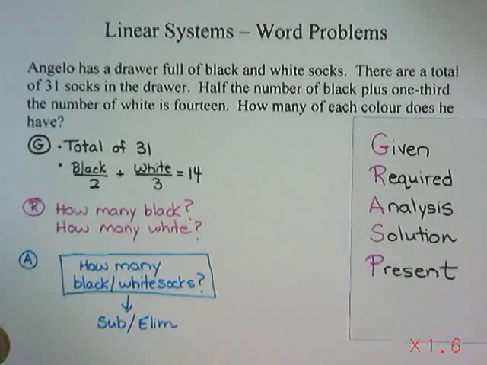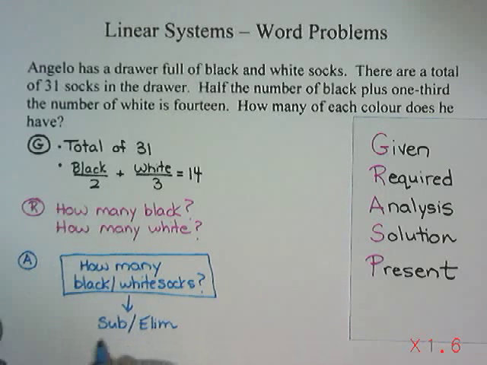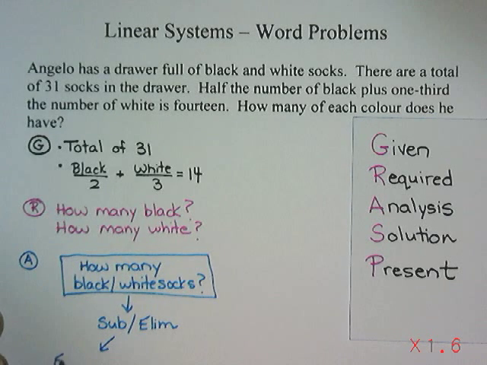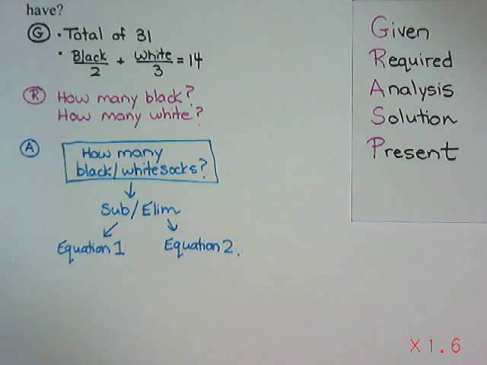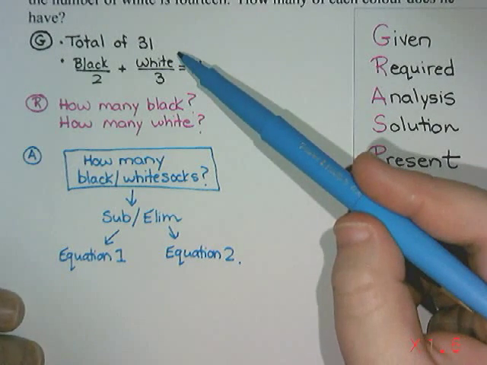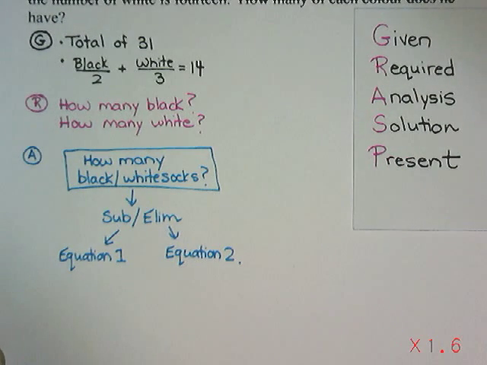But in order to do substitution or elimination, what do I need, right? I need two equations. So I'm going to need equation number 1 and equation number 2. Now, where are these equations going to come from? Well, in the original question, it gave me some information. It told me there were a total of 31 socks. And I feel like I could make an equation using that.